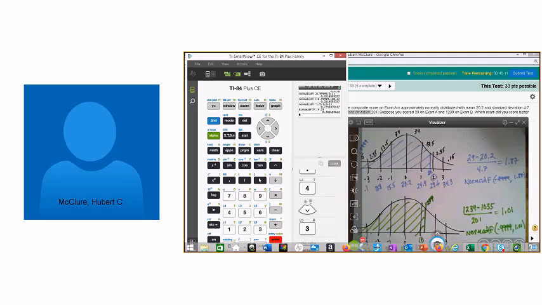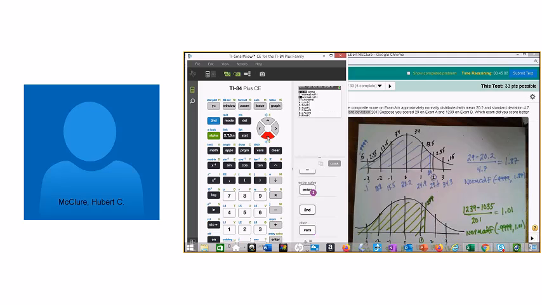So, second, vars, normal CDF. Okay, it's already got negative 9999 in there. That's defaulted. And upper is going to be 1.87. And since I have an old calculator, I can't change those.